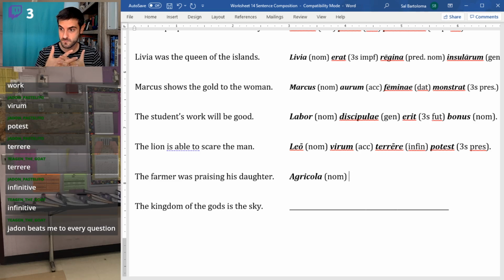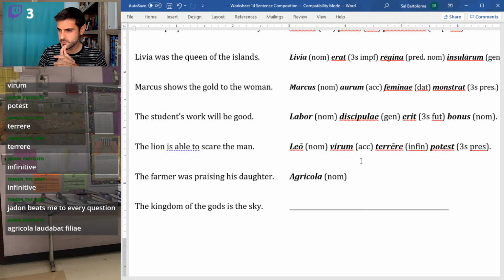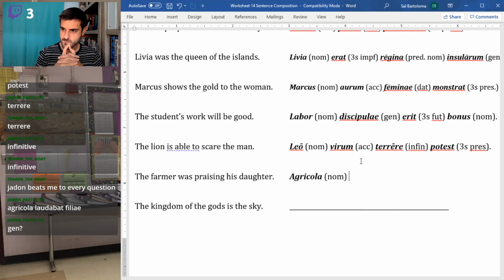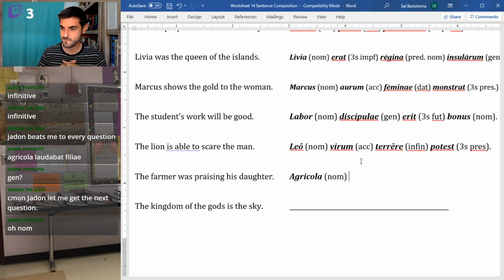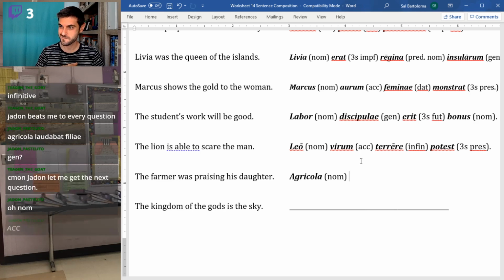Daughter is filia. What case did you make filiae, Jaden? He's praising his daughter. Oh, so you don't want to do that. Just because it's his daughter, that doesn't change what her role in the sentence is. She is the what? Yeah, she's the direct object, right?